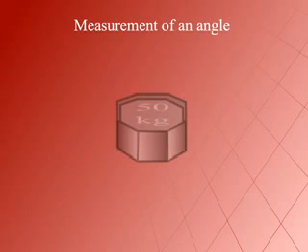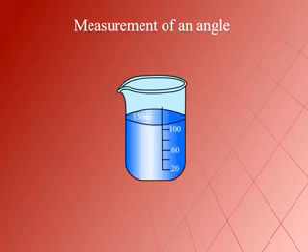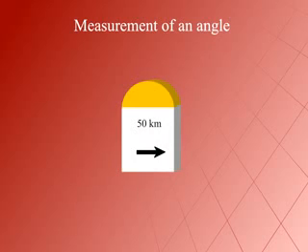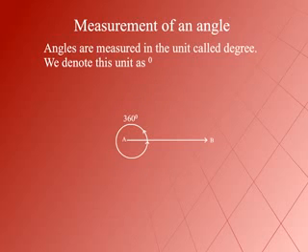Measurement of an angle. As you know, the mass of an object is measured in kg. The volume is measured in L and the length is measured in kilometer. These are different units to measure different things. Angles are measured in the unit called degree. We denote this unit as degree.